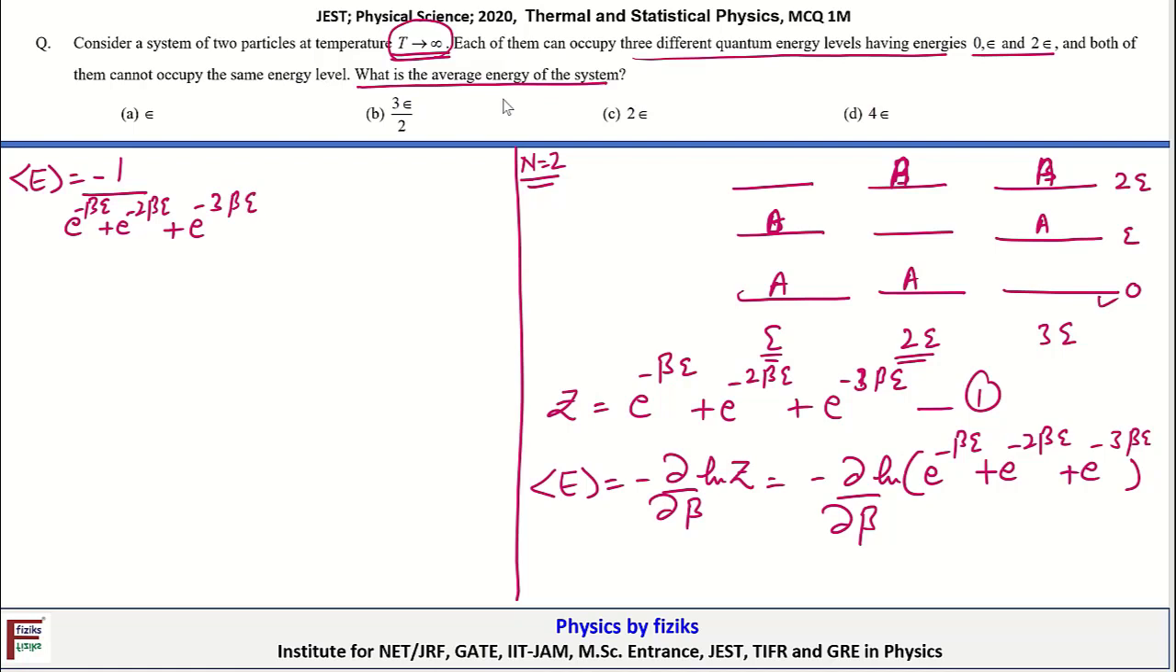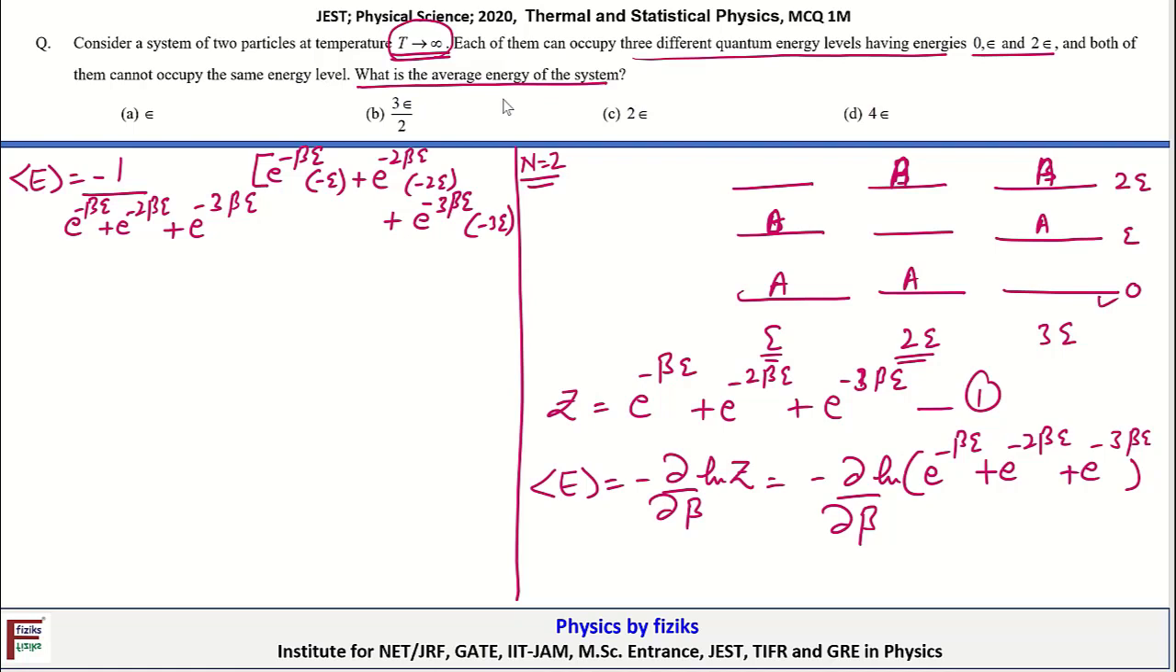times the sum of the exponentials, with again the differential of the exponent. So multiply exponential minus beta E, and differentiating with respect to beta gives minus E, plus the second term exponential minus 2 beta E multiplied by minus 2E, and then plus the third term exponential minus 3 beta E multiplied by minus 3E.